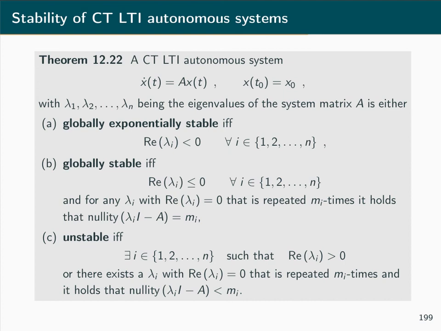And C, it is unstable if either there exists an eigenvalue with a real part that is positive, or there exists an eigenvalue lambda i with a real part that is 0, and that is repeated mi times, and it holds that the nullity of the matrix lambda i times identity minus A is less than mi. And the proof is again similar to the proof for the discrete time case in Theorem 12.12 and therefore omitted.